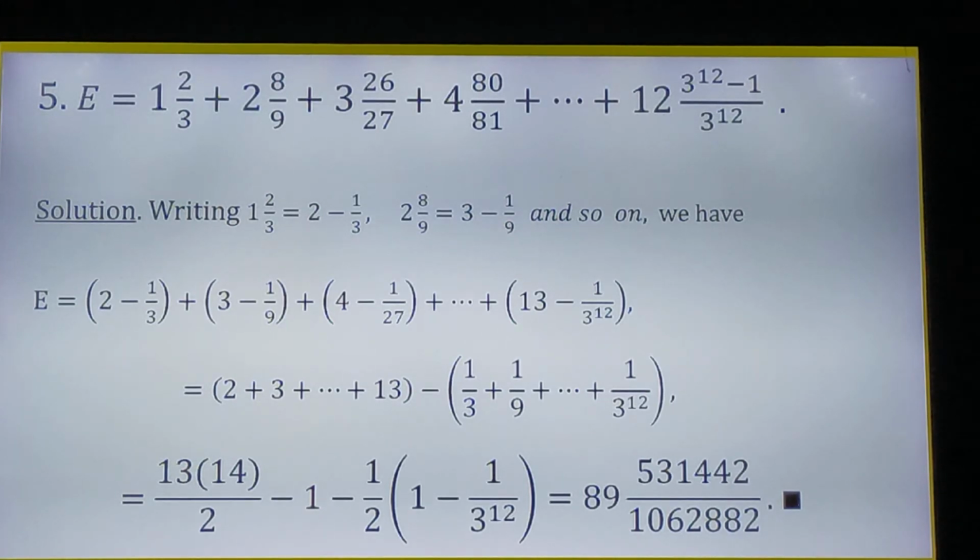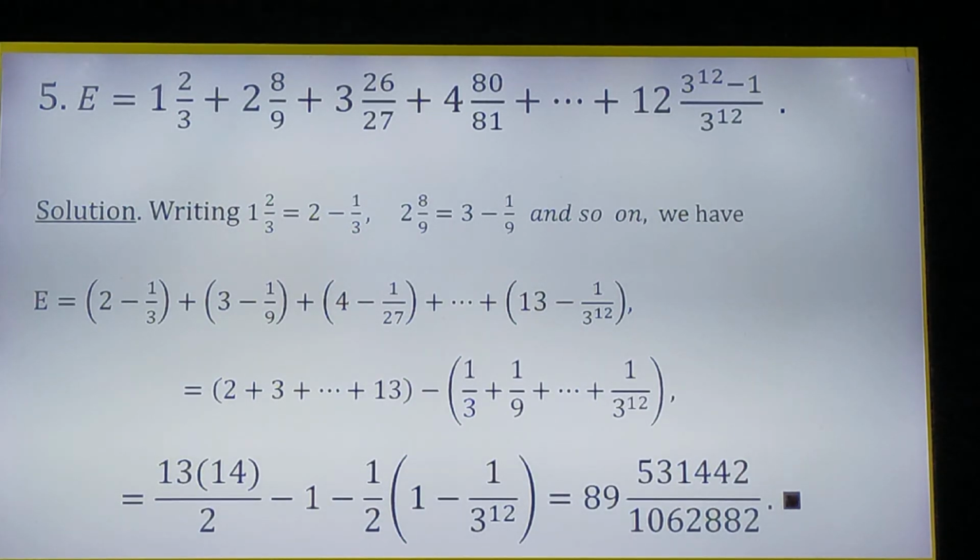And the sum of the fractional parts is 1/3 plus 1/9 and so on until 1 over 3 to the 12. And so we have the final answer 89 and 531,442 over 1,062,882.